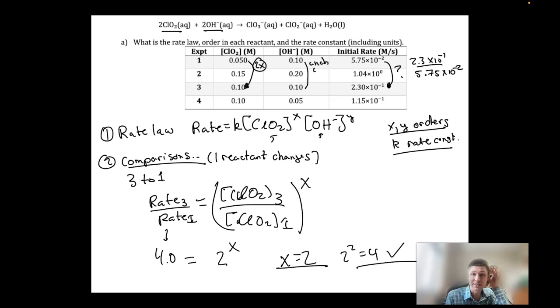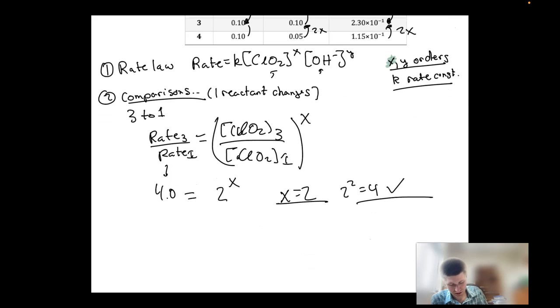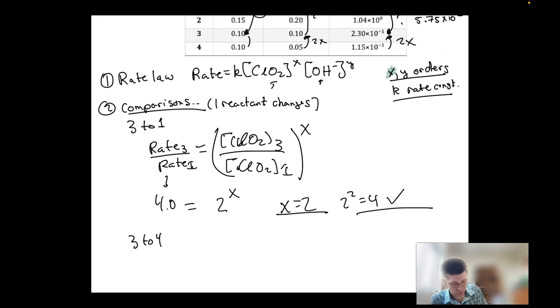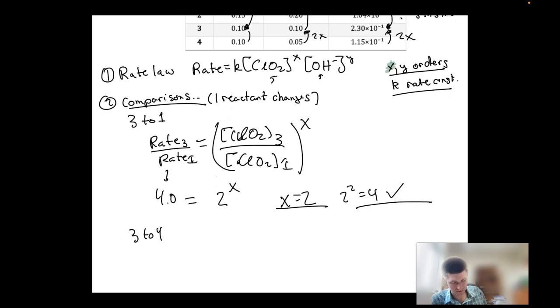Our next comparison then needs to determine OH minus. So we've got x solved. Now we need to get y. So to get y, we need OH minus to change, but ClO2 to be constant. So a good comparison there might be 4 to 3. In this case, we have an unchanged ClO2 concentration. We have OH minus doubling. And if we look at what happened to the rate, 1.15 to 2.3, the rate doubled as well. So when we compare 4 to, I guess I want to compare 3 to 4, because I like to make comparisons where things double, as opposed to going down.